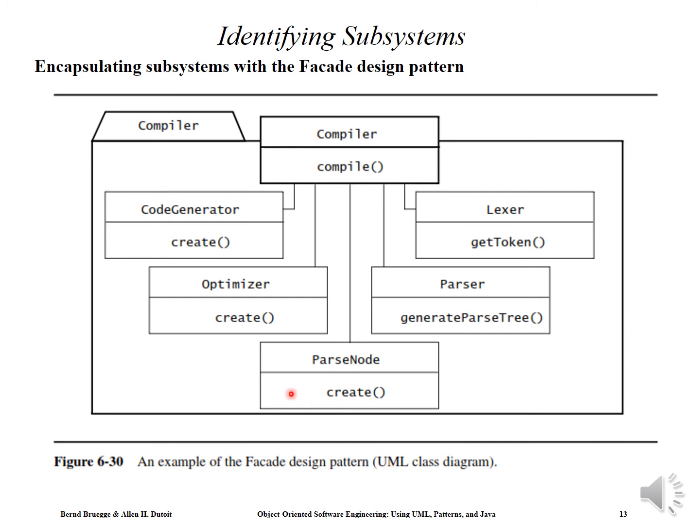Let me show you the UML class diagram depicting the facade design pattern. The figure shows the compiler class, which is a facade hiding the classes code generator, optimizer, parse node, parser, and lexer. The facade provides access only to public services like create, generate, parse tree, only the public services offered by this subsystem, and hides all the unnecessary details. By doing this, coupling will be reduced.